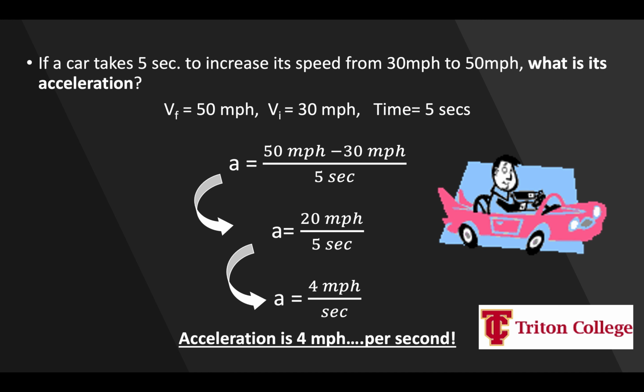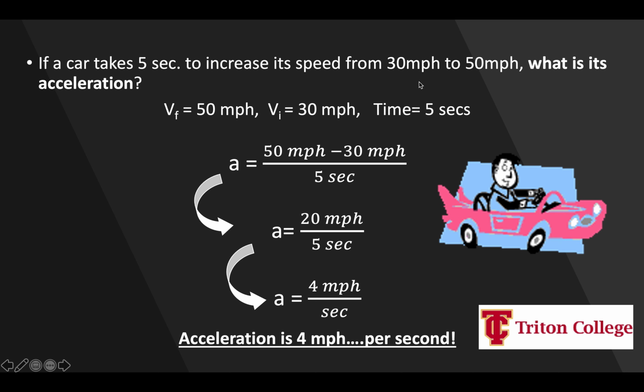All right, so let's do a problem together. It says here, if a car takes 5 seconds to increase its speed from 30 miles per hour to 50 miles per hour, what is its acceleration? All right, so this is what we know, right? If it went from 30 to 50, we know the final velocity is 50 miles per hour, correct? And we know that we're going to start measuring at 30 miles an hour, okay?